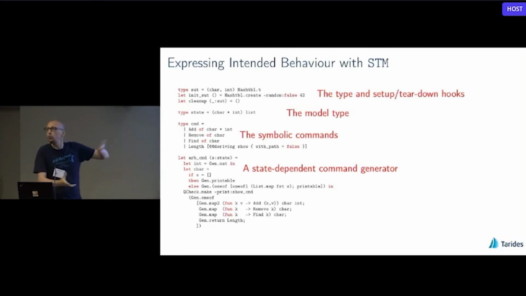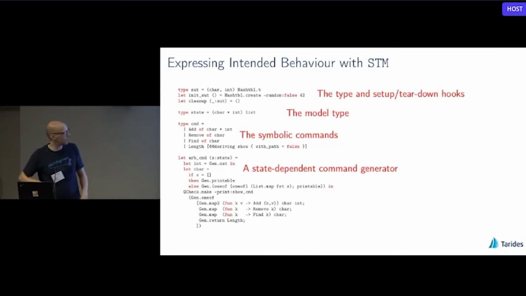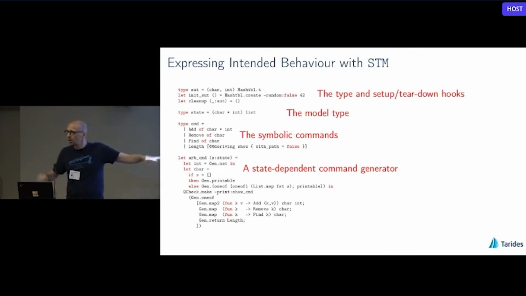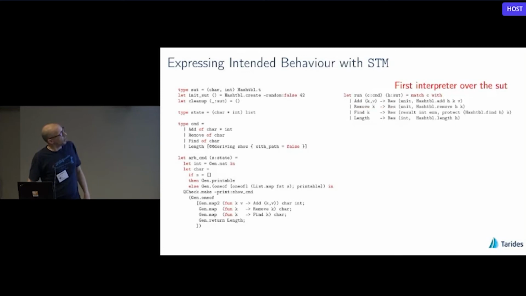Well, we can skew the generator if we parameterize it by the state, the model, and then say, okay, well, if there is something to choose from, with 50% chance I'll choose one of the previous keys in the hash table. Otherwise, I'll generate something fresh. Yeah. And then, well, I said two interpreters.